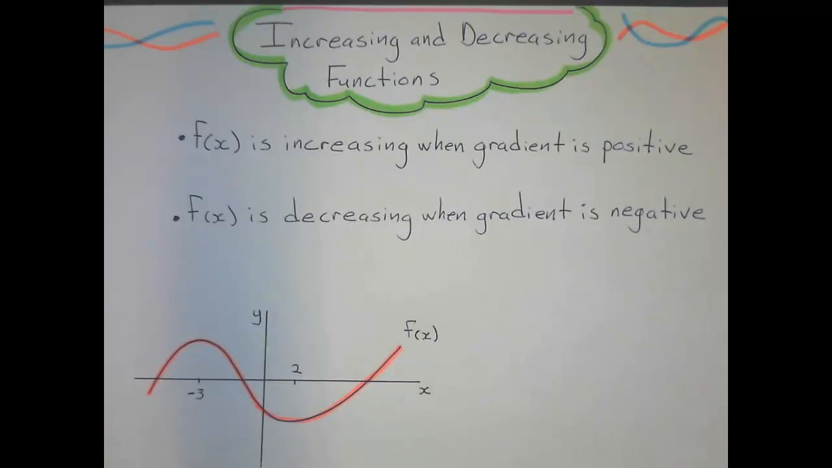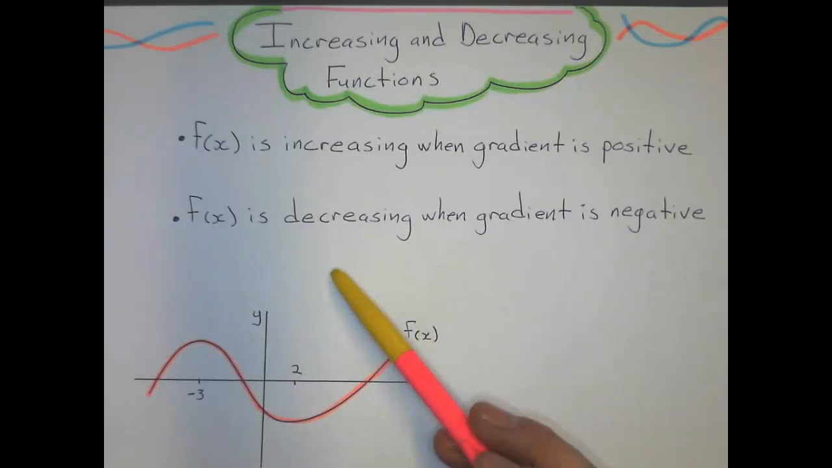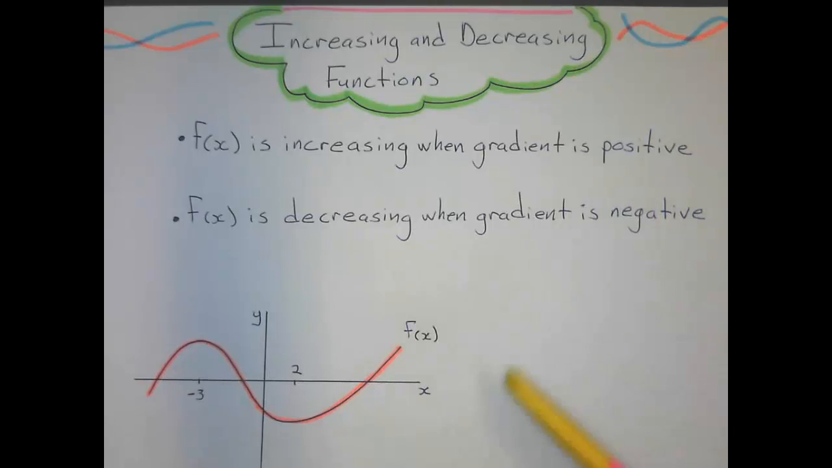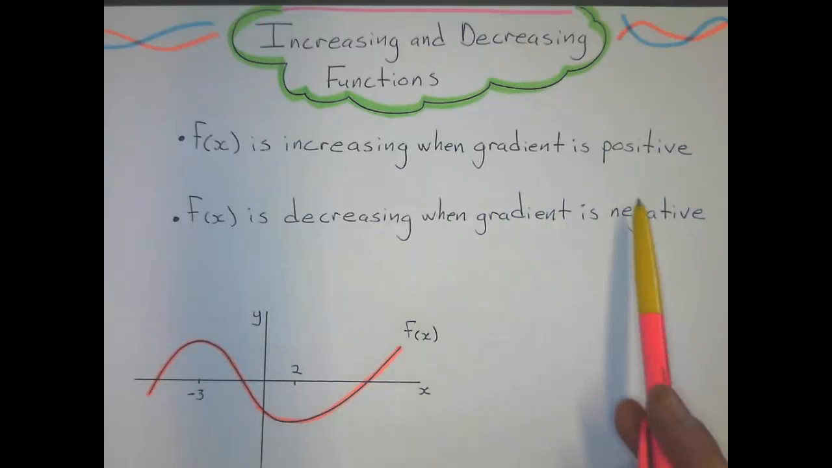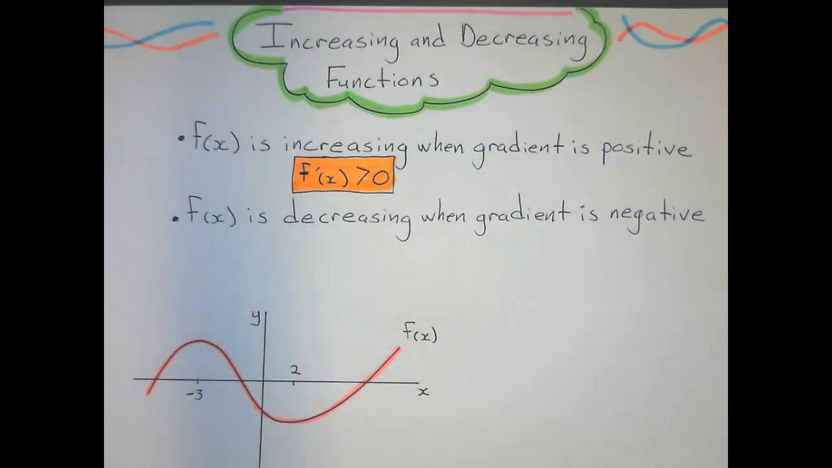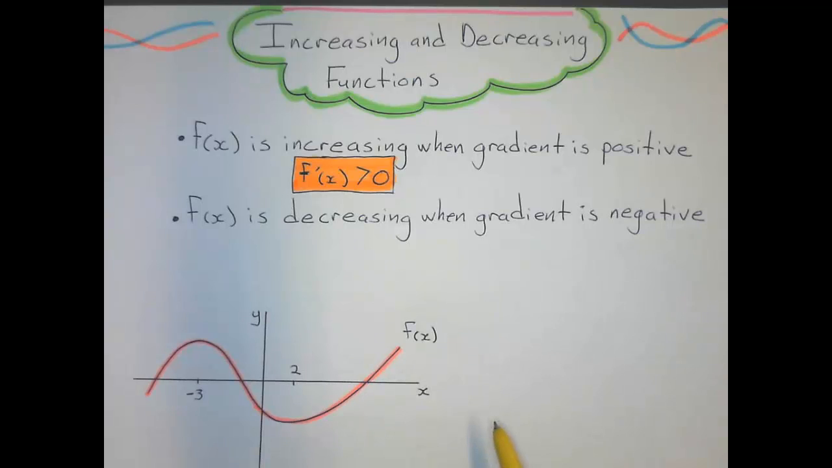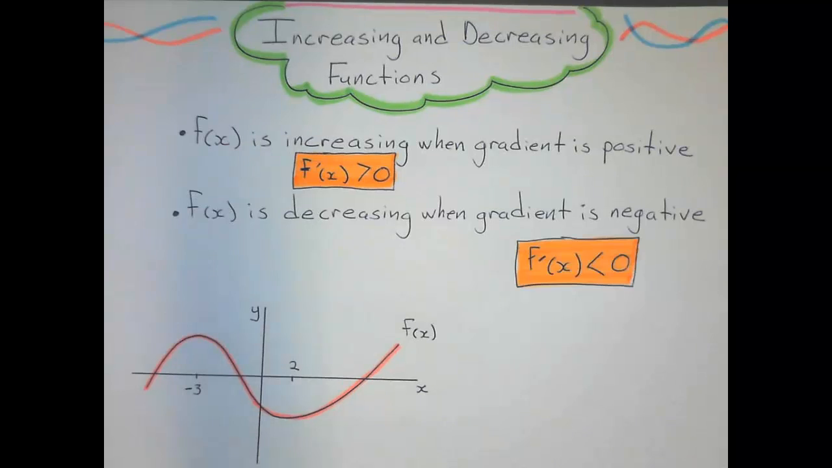With increasing and decreasing functions, if I give a function like this and say the function is increasing when the gradient is positive, what does that mean in terms of calculus? It means the gradient function is greater than 0, and we know how to calculate the gradient function by deriving it. What about f of x decreasing when the gradient is negative? That means the gradient function is less than 0, because less than 0 means negative.